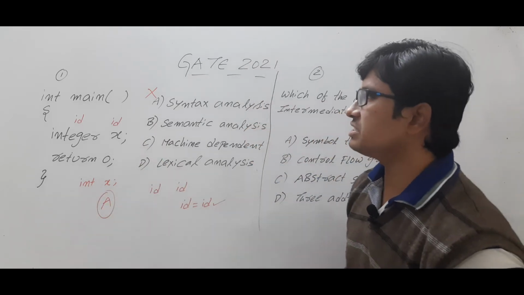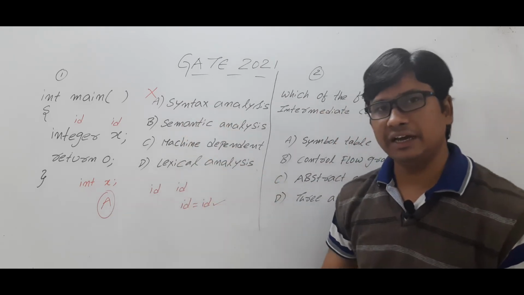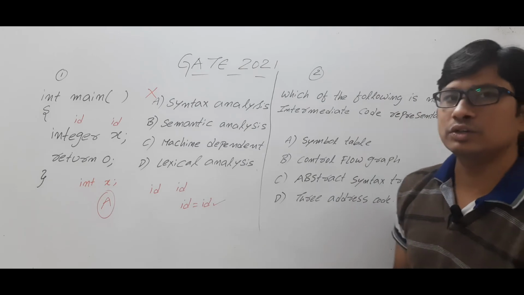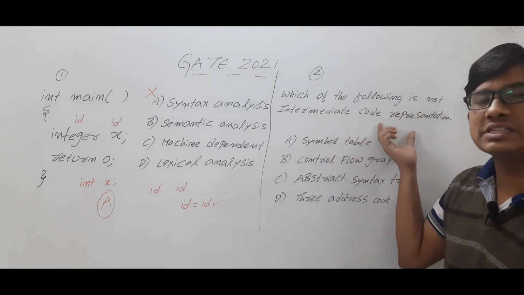Okay, during which phase will the error be identified? During the syntax analysis, the error will be identified. Now let me discuss question number 2. Which of the following is not an intermediate code representation?